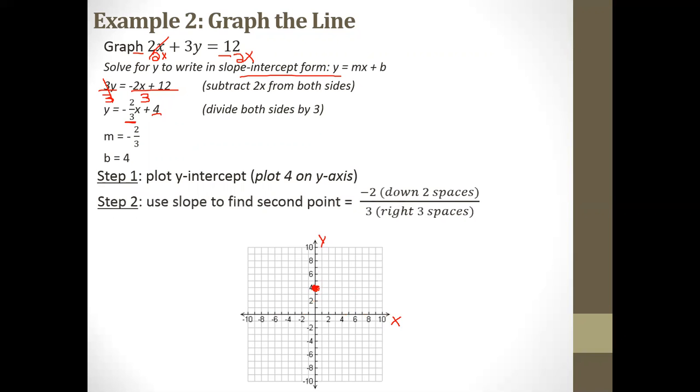And then from there, we're going to use our slope to get the second point. Our slope is -2/3. We're applying that negative to the numerator. So that's -2, meaning down 2 spaces. And in the denominator 3, we're going to move to the right 3 spaces. So starting at 4, we'll go down 1, 2, and then right 1, 2, 3, plot the point. And then that last step, we're going to connect these 2 points to create the graph of the line.